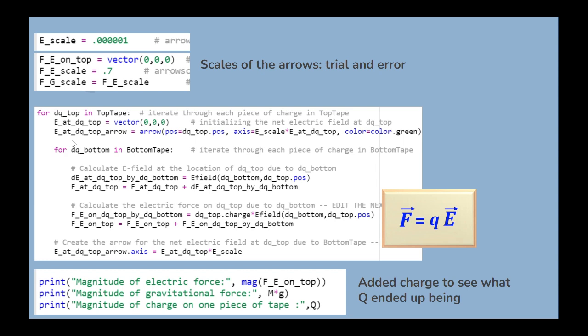And then these 4 loops are what creates the net electric field at the top, and also the net electric force. So basically this first one calculates the E field at the locations, and we use our little function that we created earlier. And then this line here, the electric force, we took the charge that we're looking at and multiplied it by the E field, which again is from this equation right here. And then at the end, we have the electric force and the gravitational force, and then I added the magnitude of the charge so that I could keep track of what Q was.